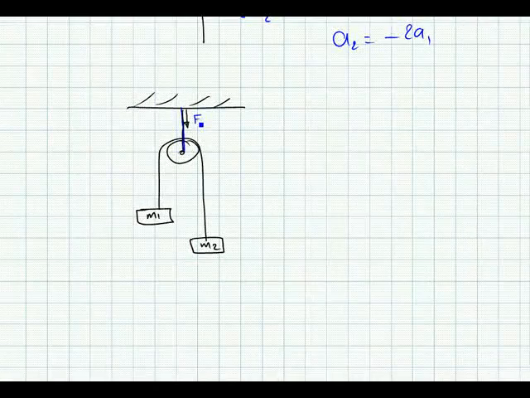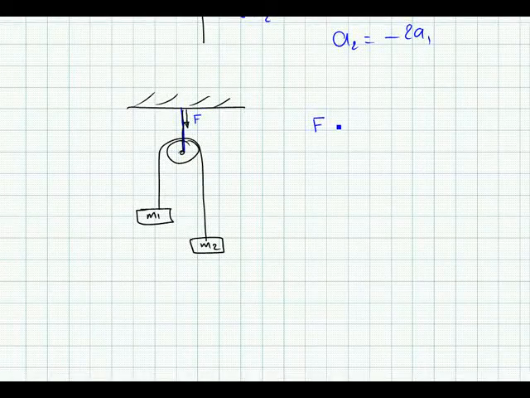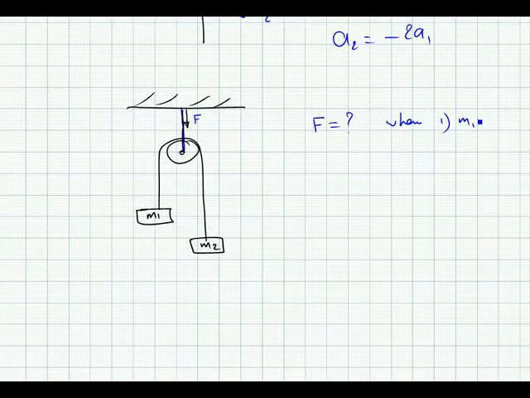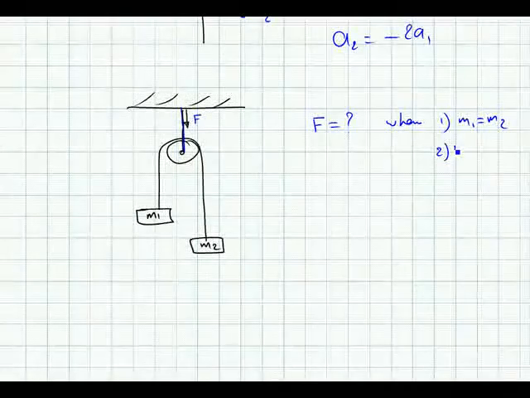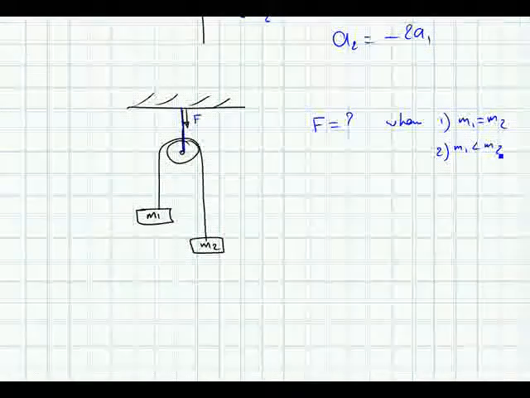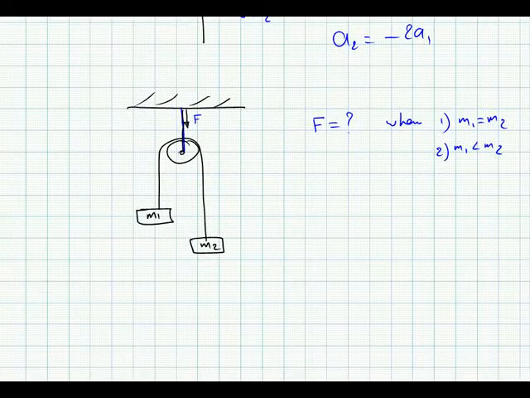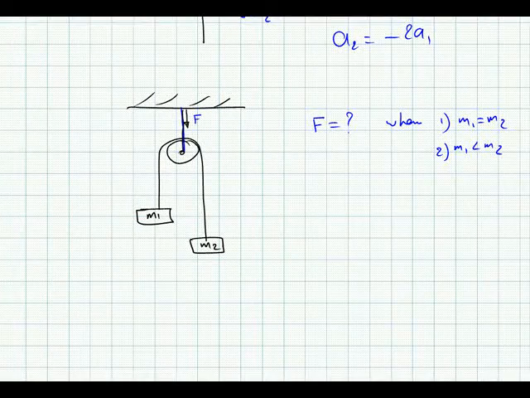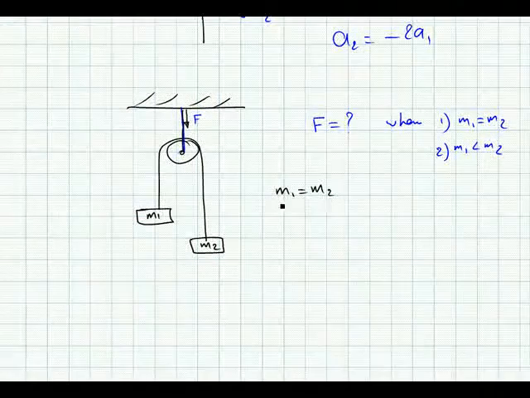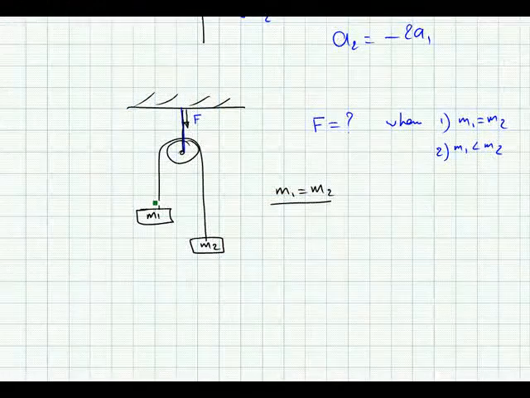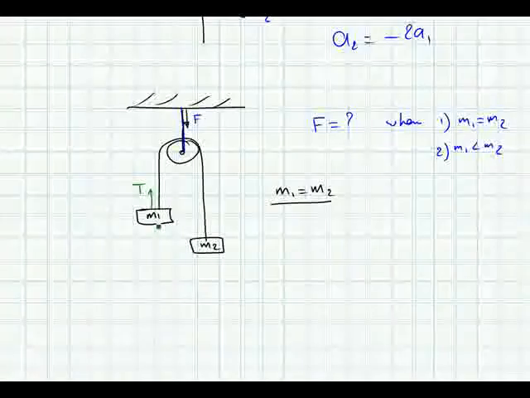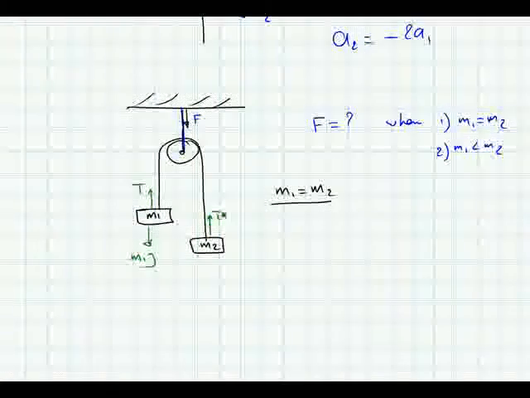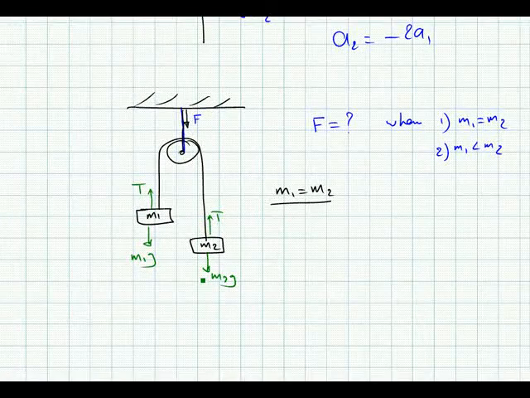What is that force? You're interested in figuring out that force in three cases: m1 is equal to m2, m1 is less than m2, and I'll give you two other scenarios in just a second. So if m1 is equal to m2, let's work out this scenario first. Let's identify the forces acting on m1. We have tension there, we have m1g down this way. Forces on m2 are of course tension again, and m2g.